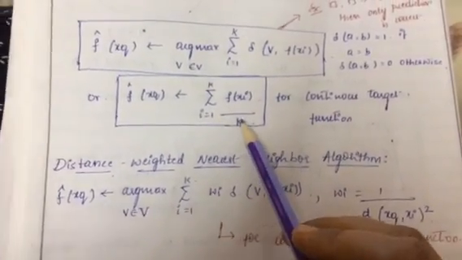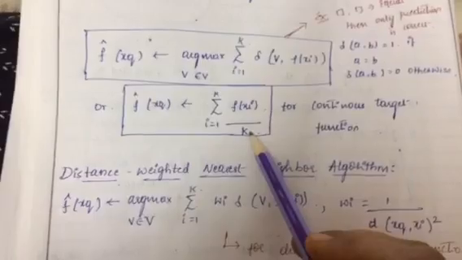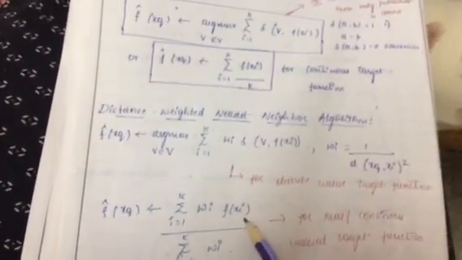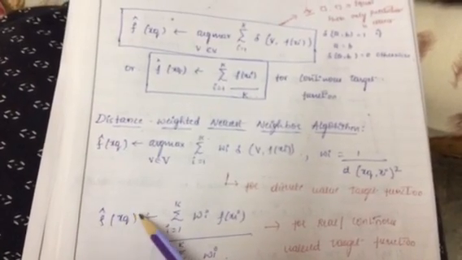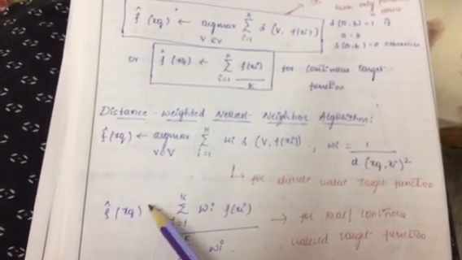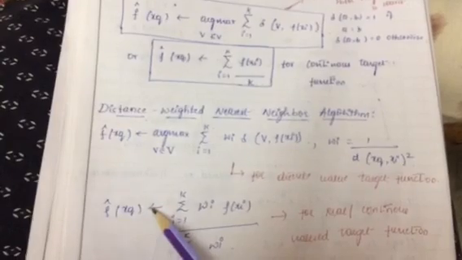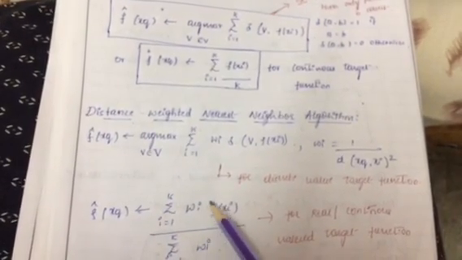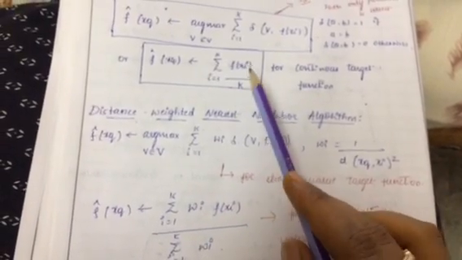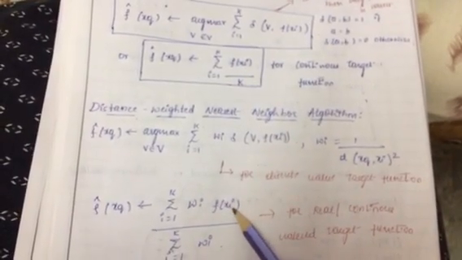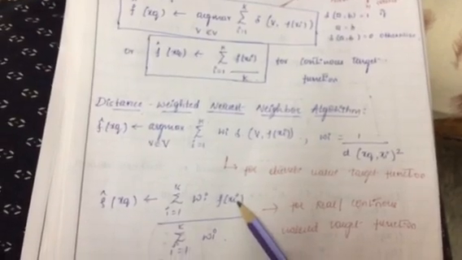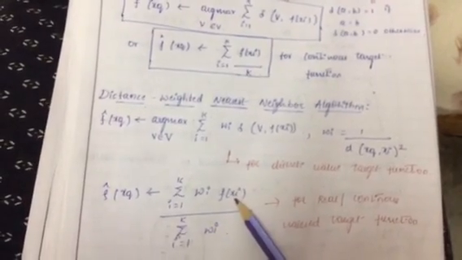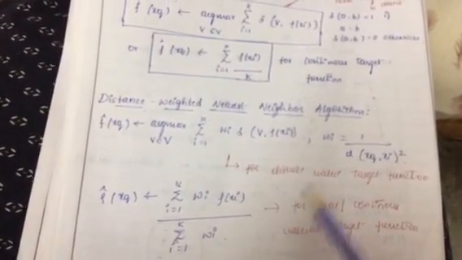The only change we are making here is adding weights for each of the data points. So the formula has now changed to f cap of xq, where xq is nothing but a query point, equals the summation of i equal to 1 to k of wi, the weight I am going to assign, times f of xi, the input data points, divided by the summation of wi.